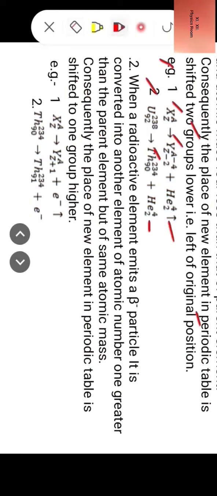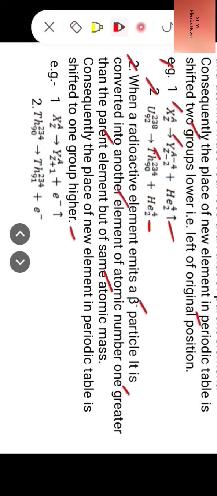Now let us take up the second law. When a radioactive element emits a beta negative particle, that is electron, it is converted into another element of atomic number 1 greater than that of parent element but of same atomic mass. Consequently, the place of new element in periodic table is shifted to 1 group higher.